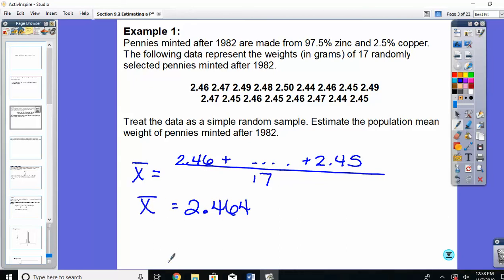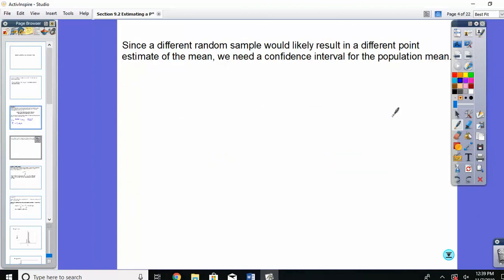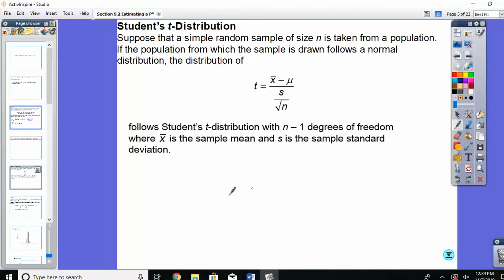So the best guess I could give for the whole population would be that weight. But if I went out and collected 17 different pennies, do you think I would get the same average weight back again? No. This is the whole p-hat example we had last time, where we said if we went out and collected all these different samples, we would get a different answer every time. So if I'm trying to estimate the population, instead of just giving a single value, I really need a range of values. That's where the confidence interval idea comes in.